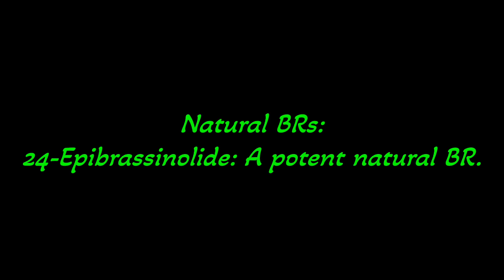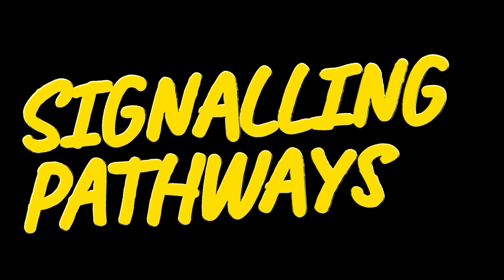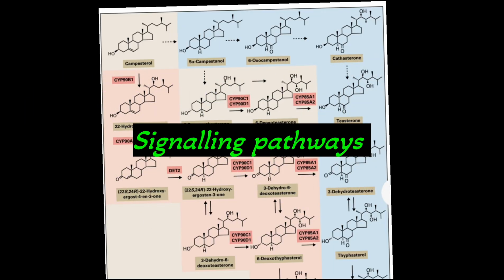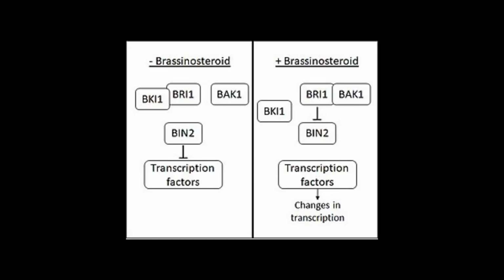Some examples of brassinosteroids: natural brassinosteroids are brassinolides. They are the most active and widely studied BR, and castasterone is an immediate precursor to brassinolide. So 24-epibrassinolide is a potential natural BR, developed for commercial use and growth promotion. The signaling pathway is a well studied mechanism that governs plant growth and development. It involves a series of interactions from the cell membrane to the nucleus, modulating gene expression.